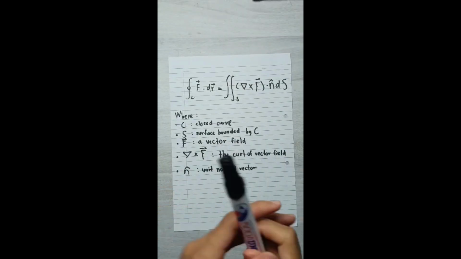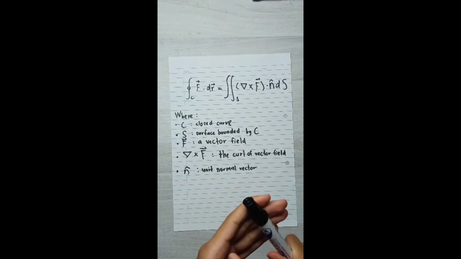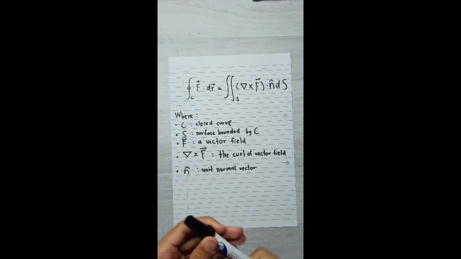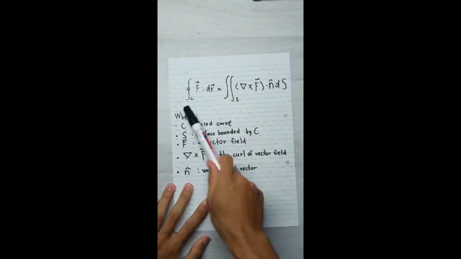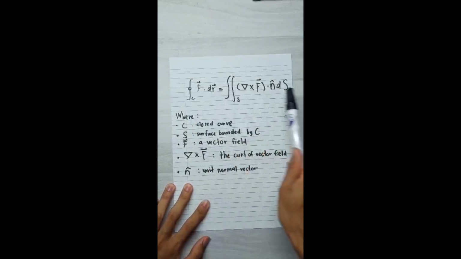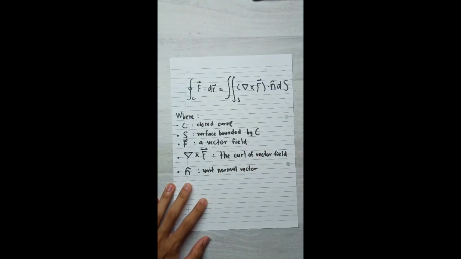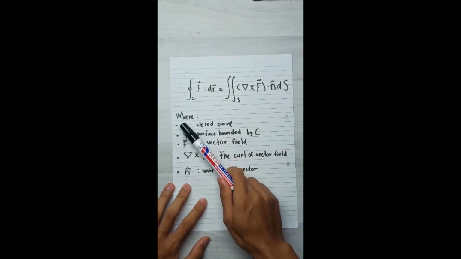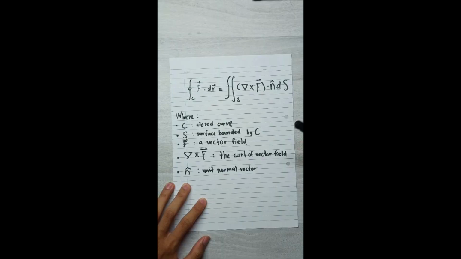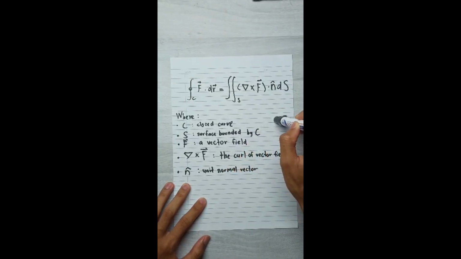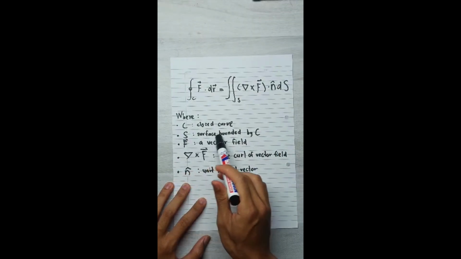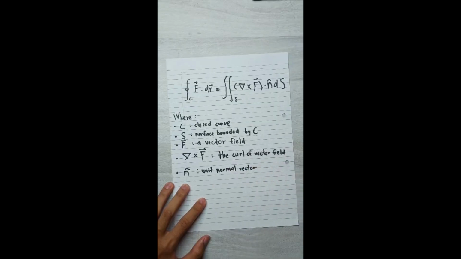I will explain to you guys about the Stokes' Theorem components. As you can see, here is the formal statement of Stokes' Theorem. C is a closed curve, which is the boundary of the surface S. S is a surface bounded by C.